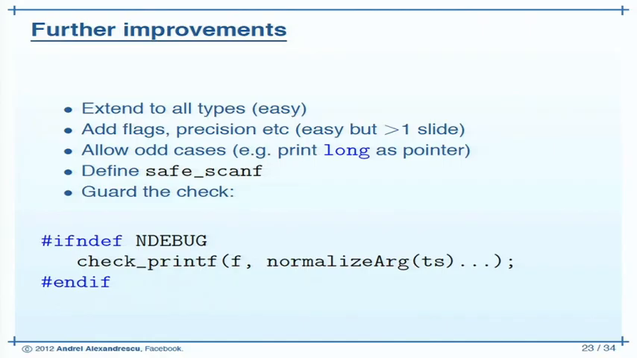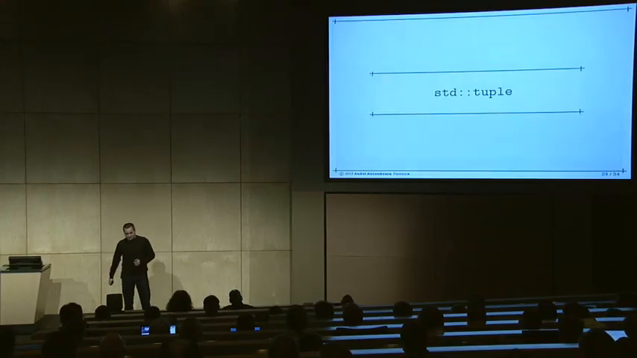So we could add flags and precision and all those good things that printf supports in its format string. We could allow odd cases, such as some people actually pass along a pointer and expect to print it with an integer format or vice versa. Those should be allowed. There's no harm in doing it. You could define safe scanf, which is even better because scanf is even more dangerous to get wrong, and so on and so forth. So much about printf.